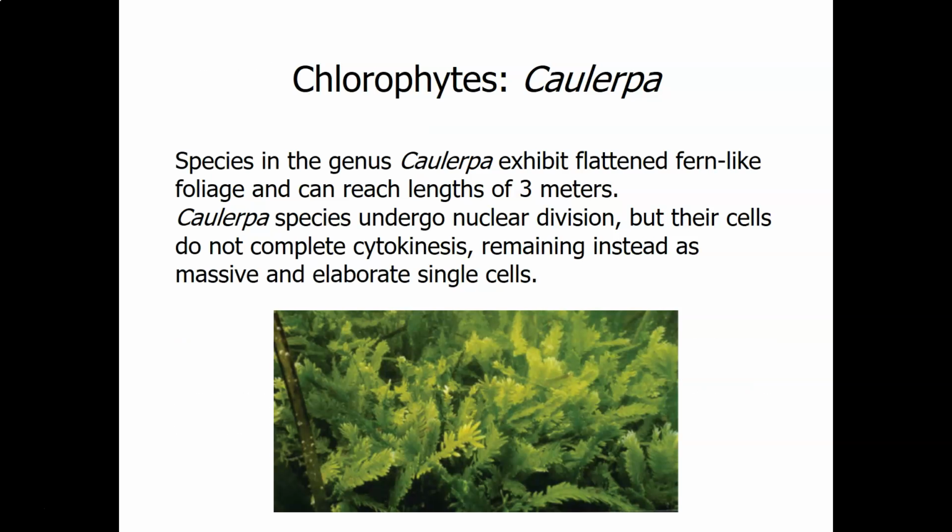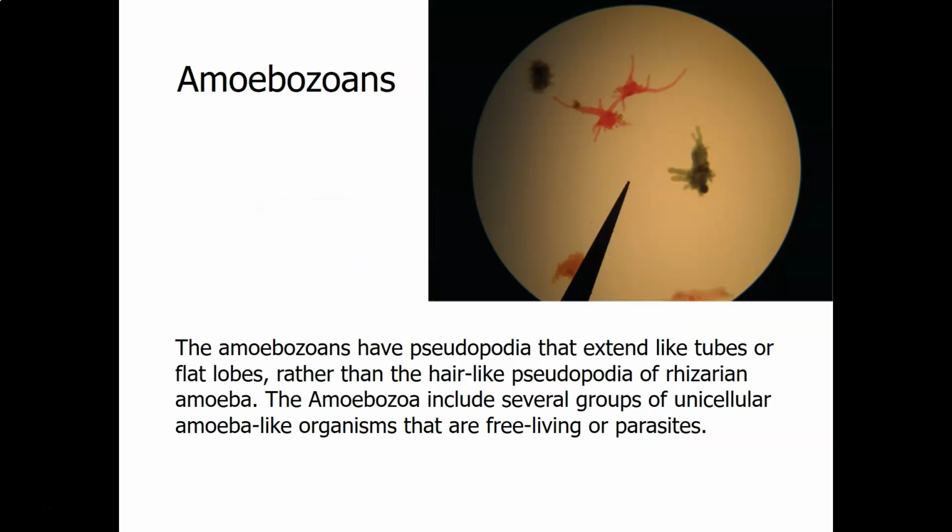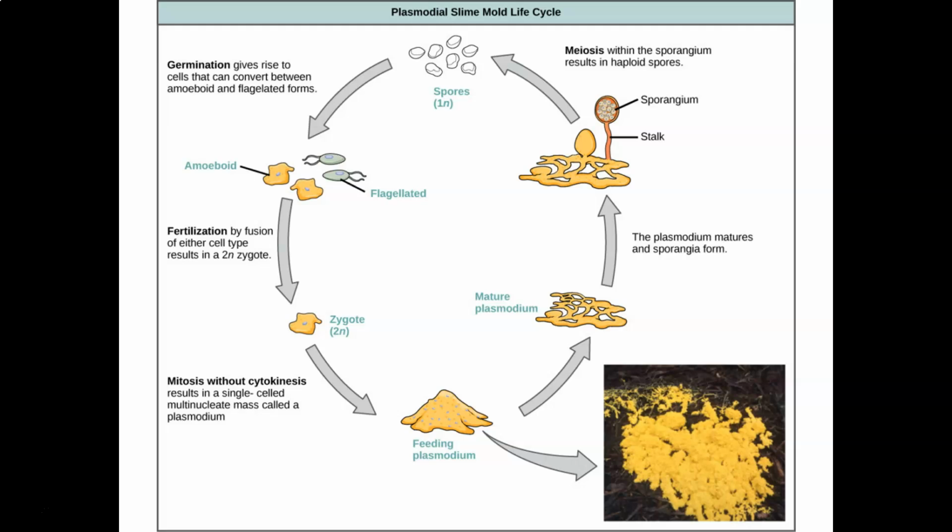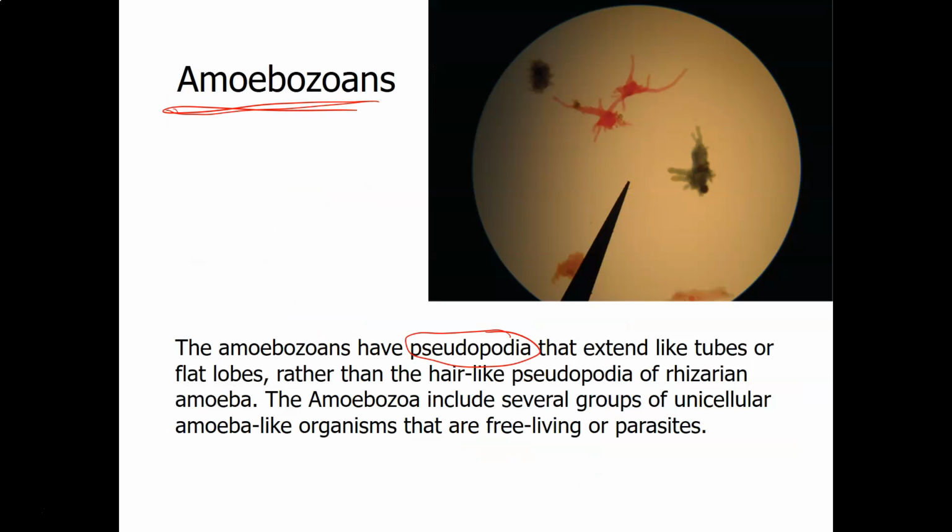It doesn't have any pictures of charophytes, but charophytes are another group of green algae that are included in the Archaeplastida. And then we're going to move on to the supergroup Amoebozoans. The Amoebozoans have pseudopods, but they're different from the Rhizaria because they're not like needles or hair. They're not so thin. They're thicker, more fleshy looking. So what's grouped in with the Amoebozoans are the plasmodial and cellular slime molds.